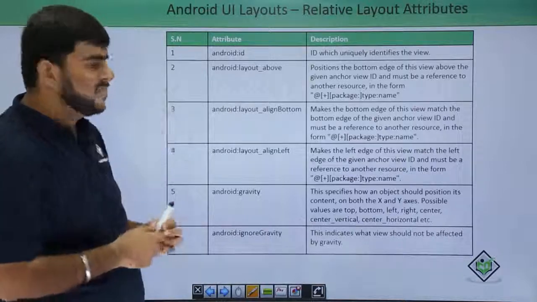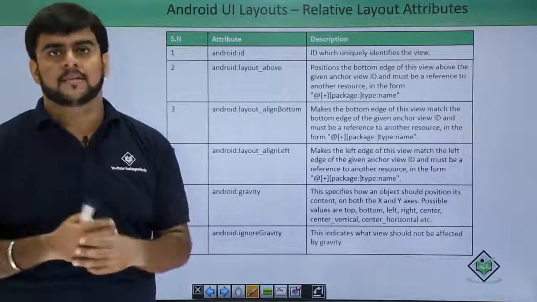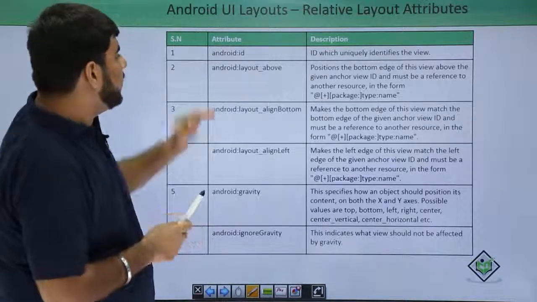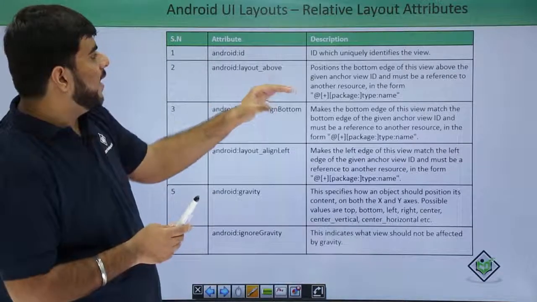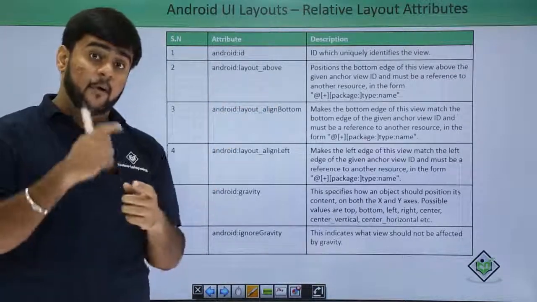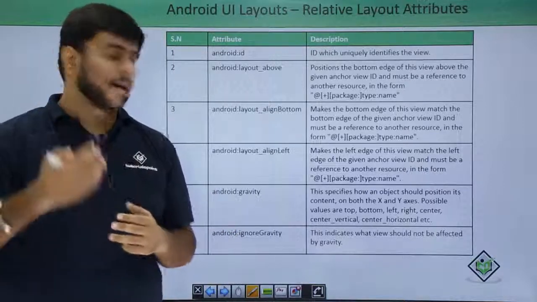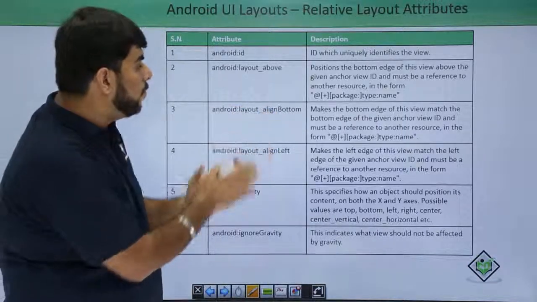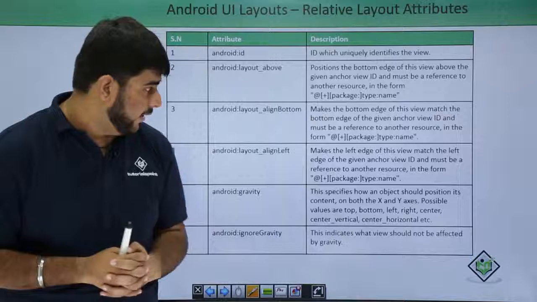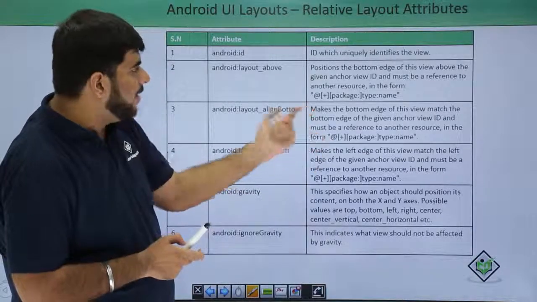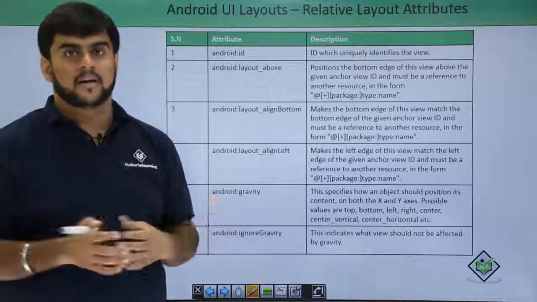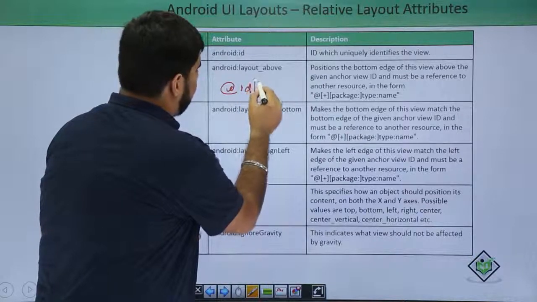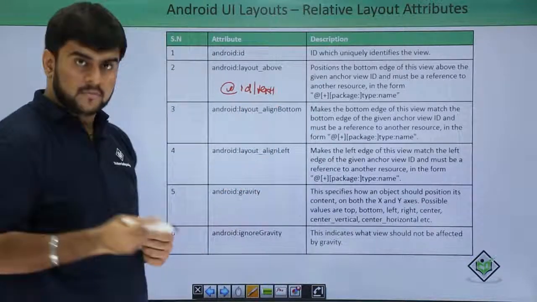So the very first property is the ID. We have discussed it previously also, that ID is a unique name given to that particular view group or layout. Then after this is layout above. By this one we can define which layout ID is above it. In a similar way, we can have align bottom. In this way, we can have a view matching the bottom edge of the given view ID. We define it on the basis of @, the package and the name of the layout that we are having, like @ID, then we can have text1, something like this.